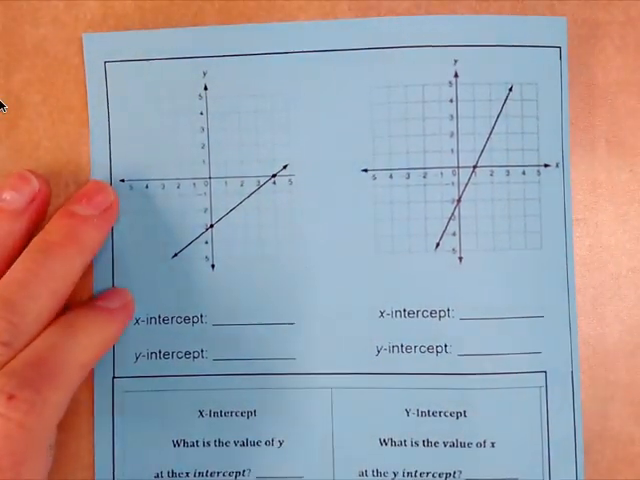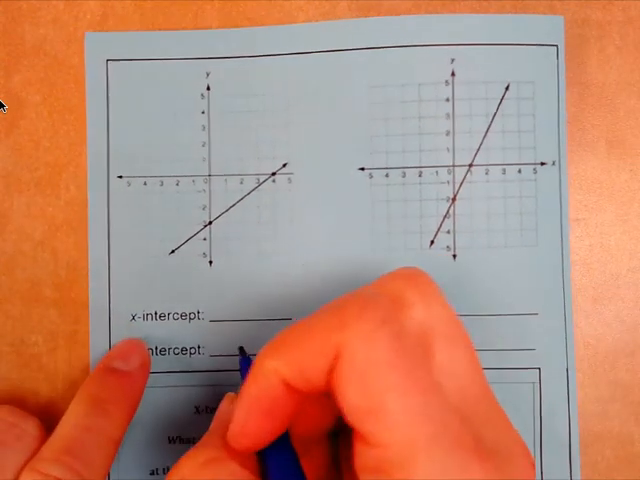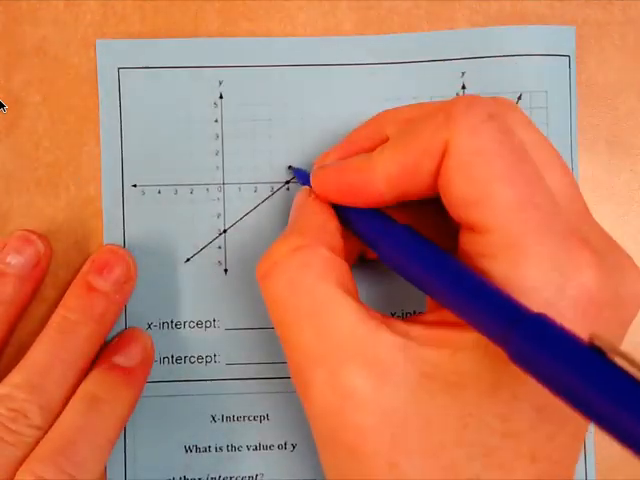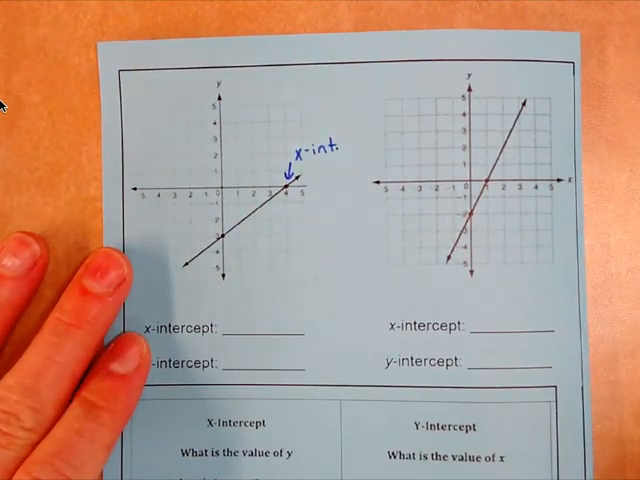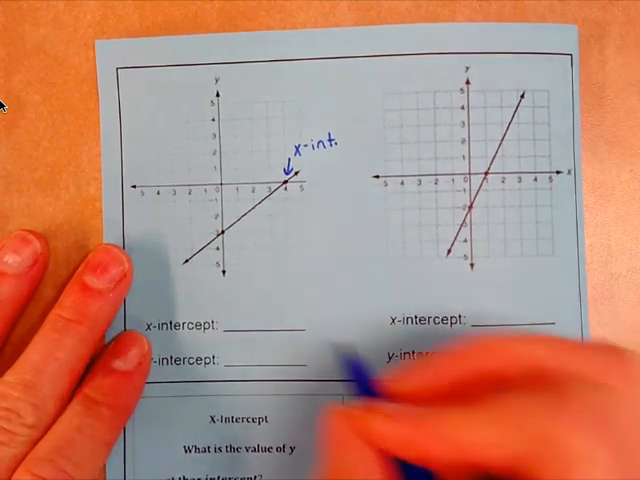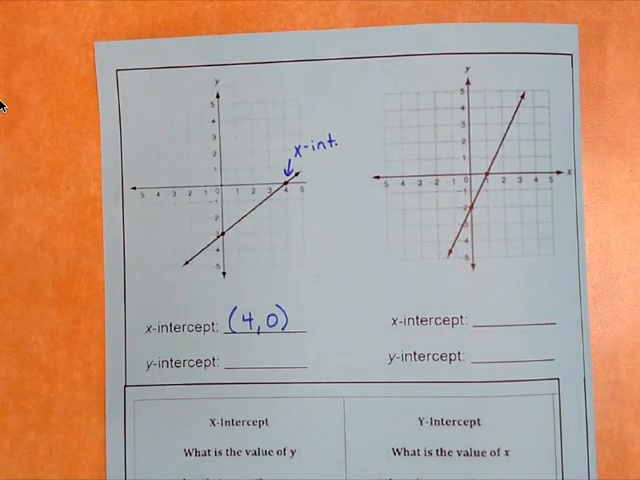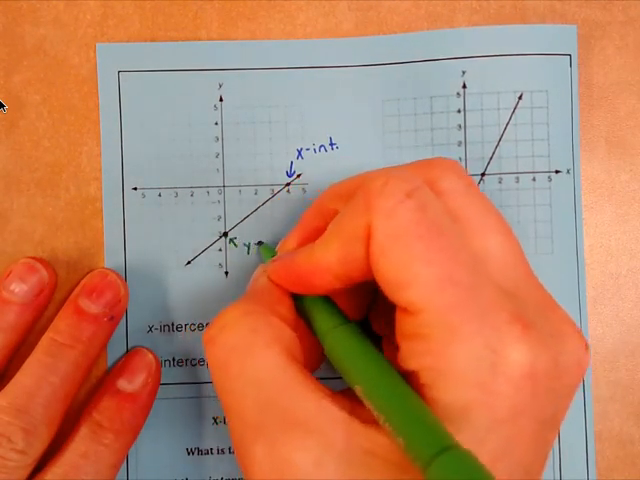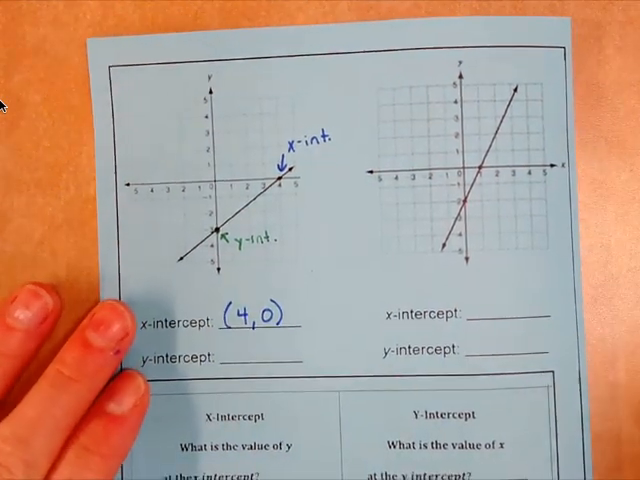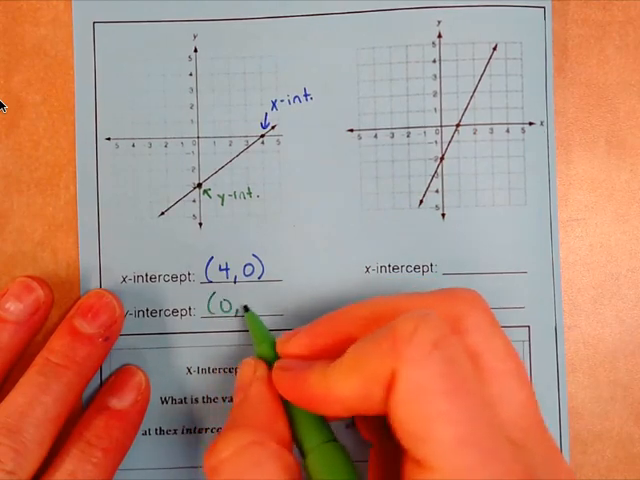Okay, so let's look at these examples. We're going to write our x and y intercepts just by looking at the graph. So the first one, this is your x-intercept, because it's where it crosses the x-axis. So that is at (4, 0). And then your y-intercept right here. I'm going to abbreviate intercept with just INT. And so that's at (0, -3).